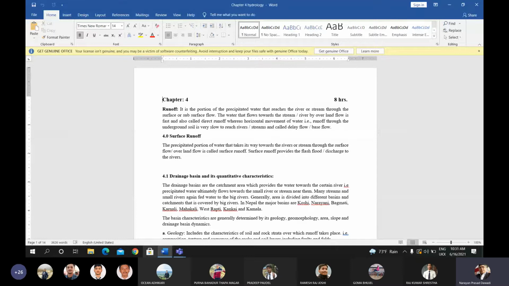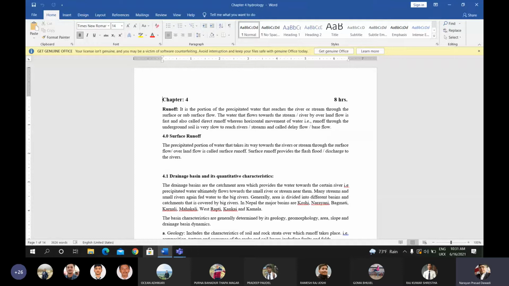But the fast flow: if there is heavy rainfall, then water flowing from the top surface of the soil towards the nearby river or stream by overland flow is very fast. That is called the surface runoff. And the runoff is the sum of the surface runoff as well as the subsurface runoff.